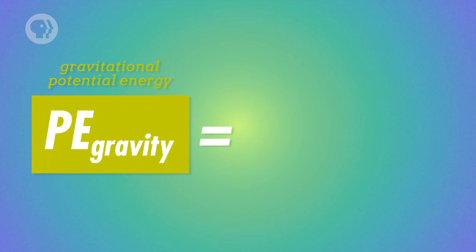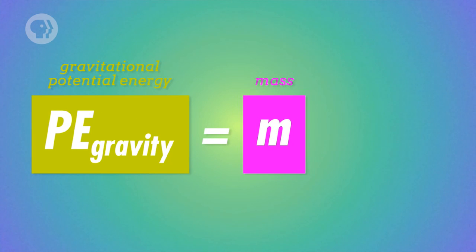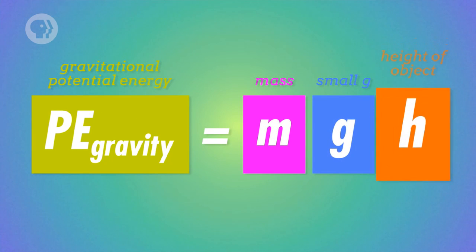Gravity exerted a force that moved it to the ground. Once the book hits the ground, though, we'd say that its gravitational potential energy is zero because gravity can't do work on it anymore. Calculating gravitational potential energy is easy enough. It's just the force of gravity on the object, so the object's mass, times small g, multiplied by the object's height, or mgh for short.